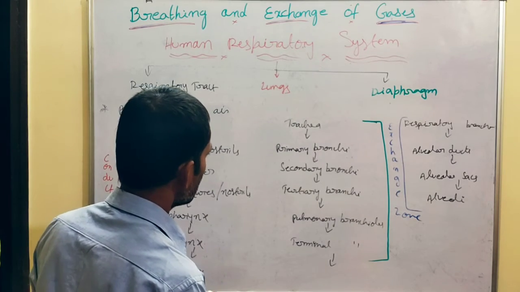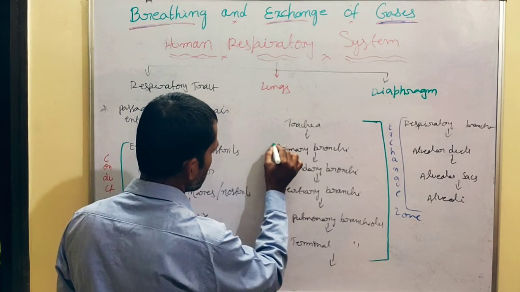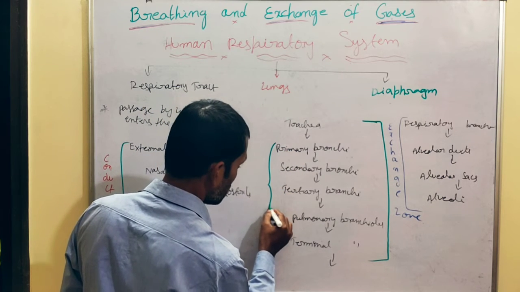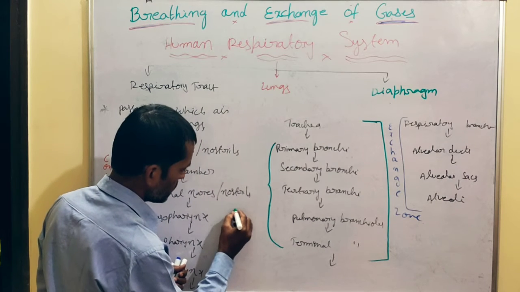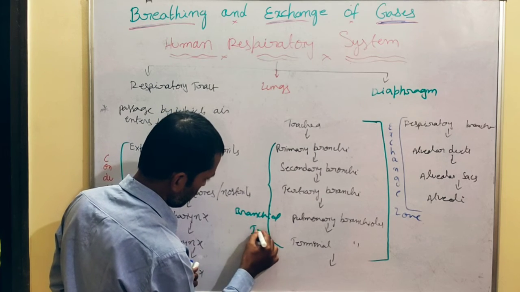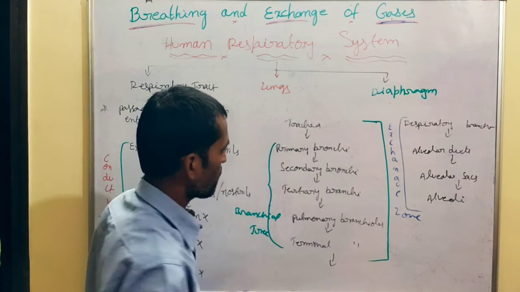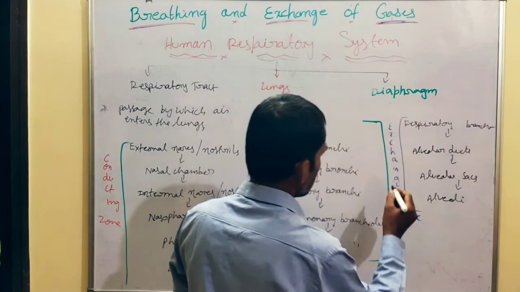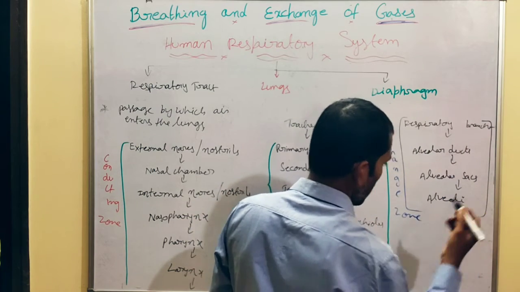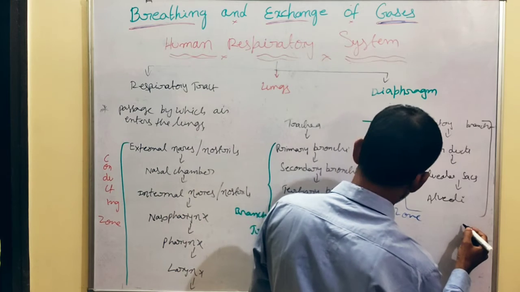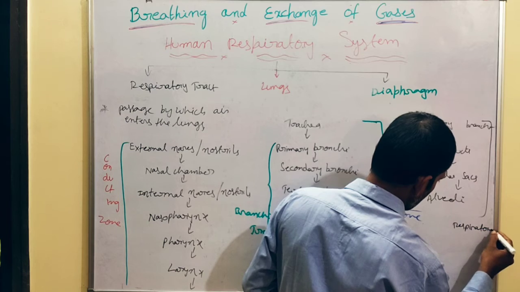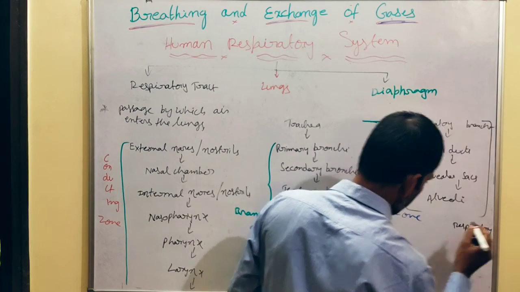One is the bronchial tree. The bronchial tree is from primary bronchi to the terminal bronchioles. This constitutes the bronchial tree. Next, from respiratory bronchioles to alveoli constitute the respiratory tree.